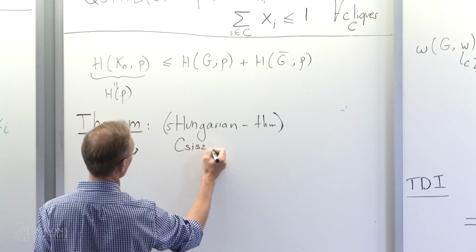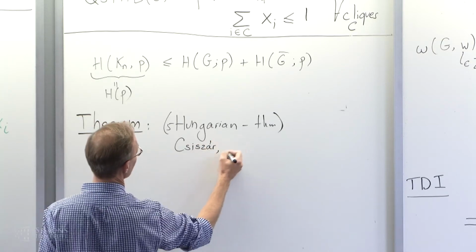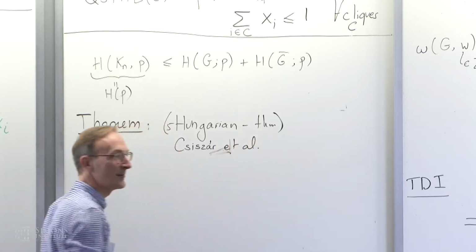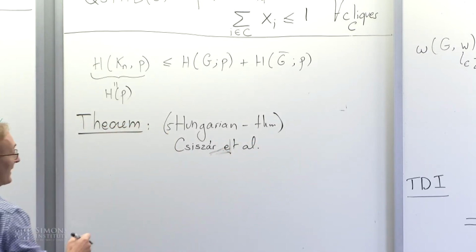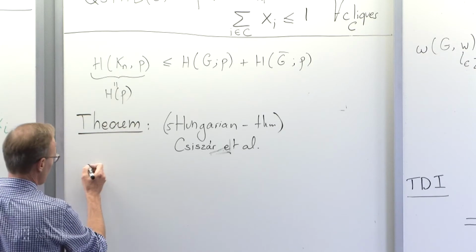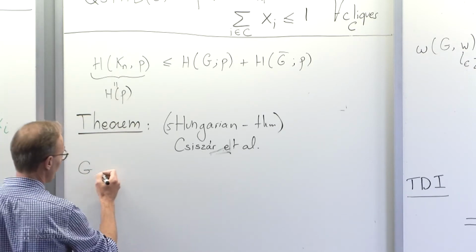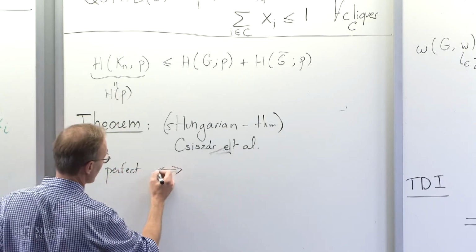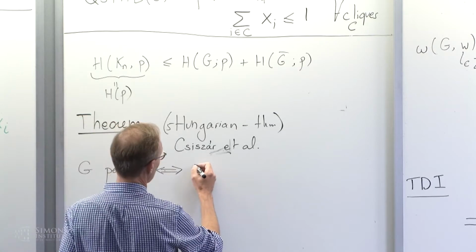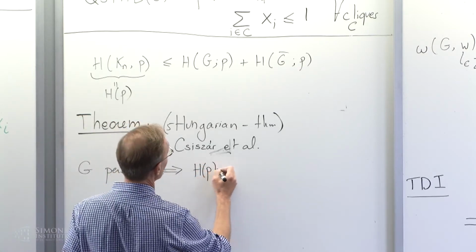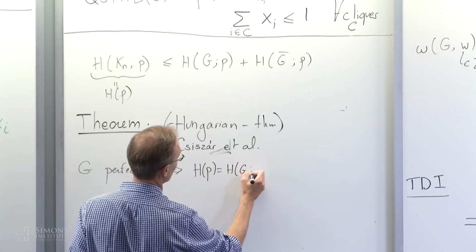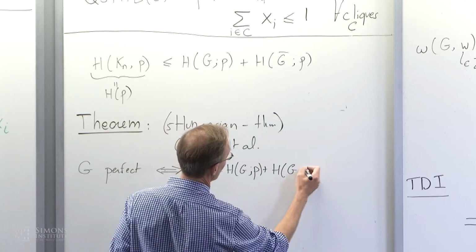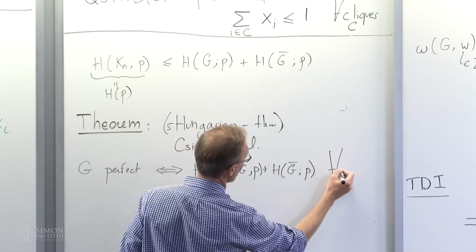I need some help from Hungarians in the audience. And let's say et al. So they show that G is perfect if and only if you get that H of P is equal to H of GP plus this, for every P.